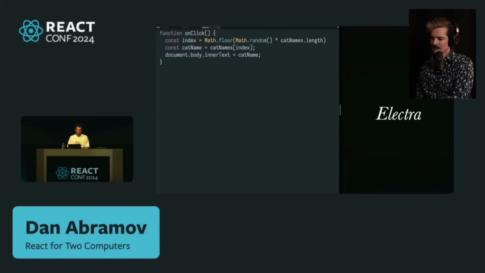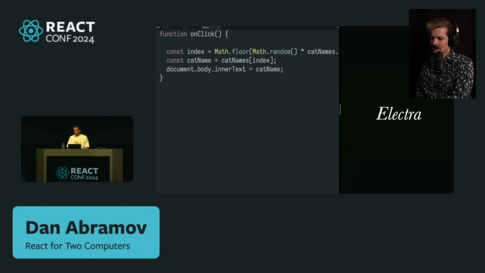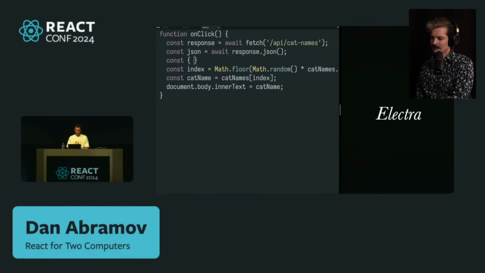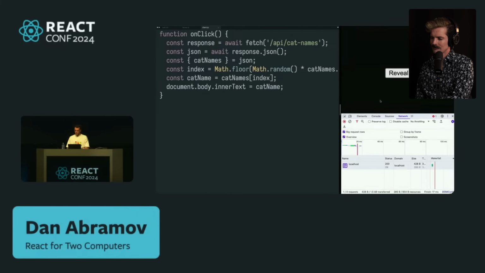And so the way I would usually solve this, pretty traditionally, is I would have some kind of an API. So I'm going to do await fetch. I've already prepared an API called cat names. And I'm going to get the JSON from that API, and I'm going to read the cat names from that JSON. And so let's see what happens. I'm going to refresh the page.